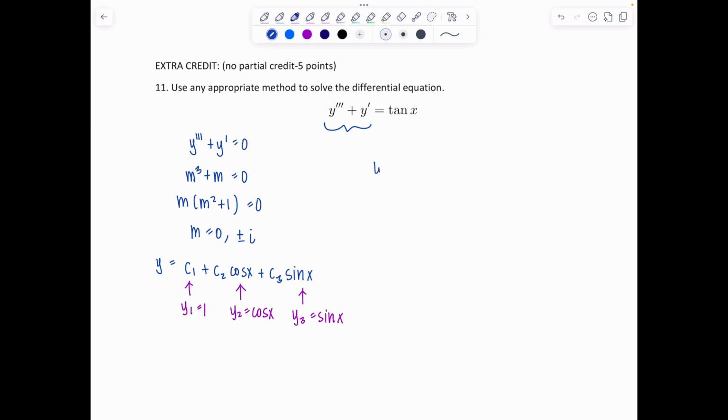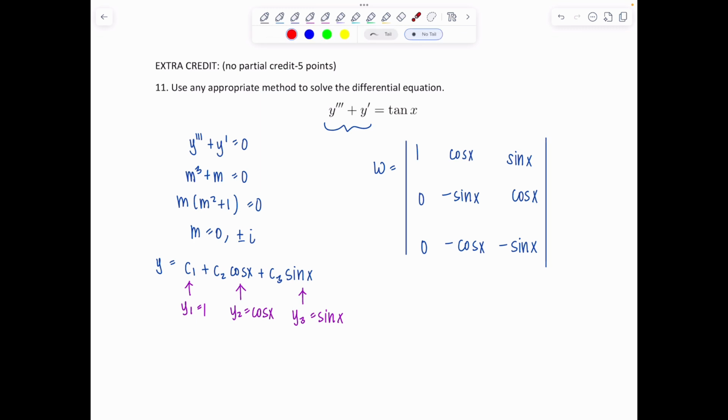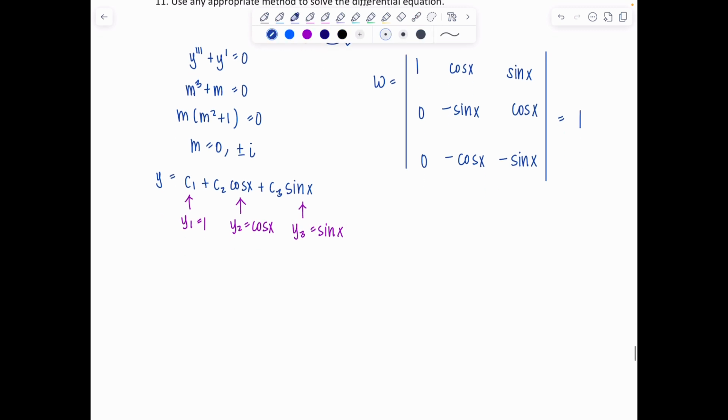Okay, so list your functions: 1, cosine x, sine x. Now take the derivative twice: negative sine x, negative cosine x, cosine x, negative sine x. Now when you find the determinant, you can expand along any row or column. For goodness sake, please use this column. And it's just going to be 1 times sine squared x minus negative cosine squared x. So that's just 1. Beautiful.